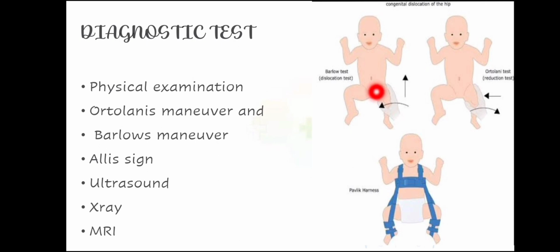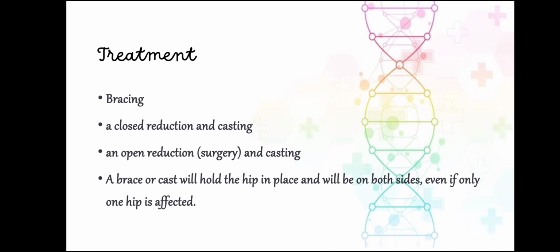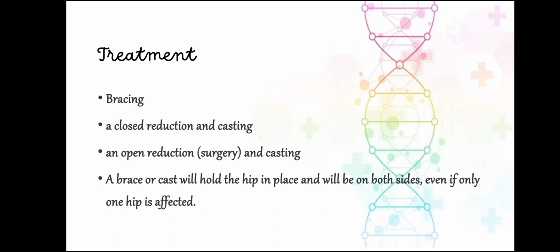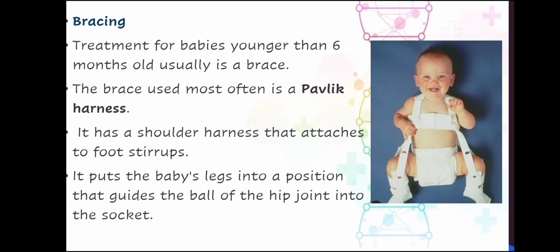So in this you can see Barlow's test, the dislocation test, where the leg will be moved inward and upward. Ortolani test, the leg will be moved inward and then outward. This is the Pavlik harness. Treatment: bracing, that is the Pavlik harness. A closed reduction and casting, or an open reduction surgery and casting. A brace or cast will hold the hip in place and will be on both sides even if only one hip is affected. Bracing, as I told, is the Pavlik harness.